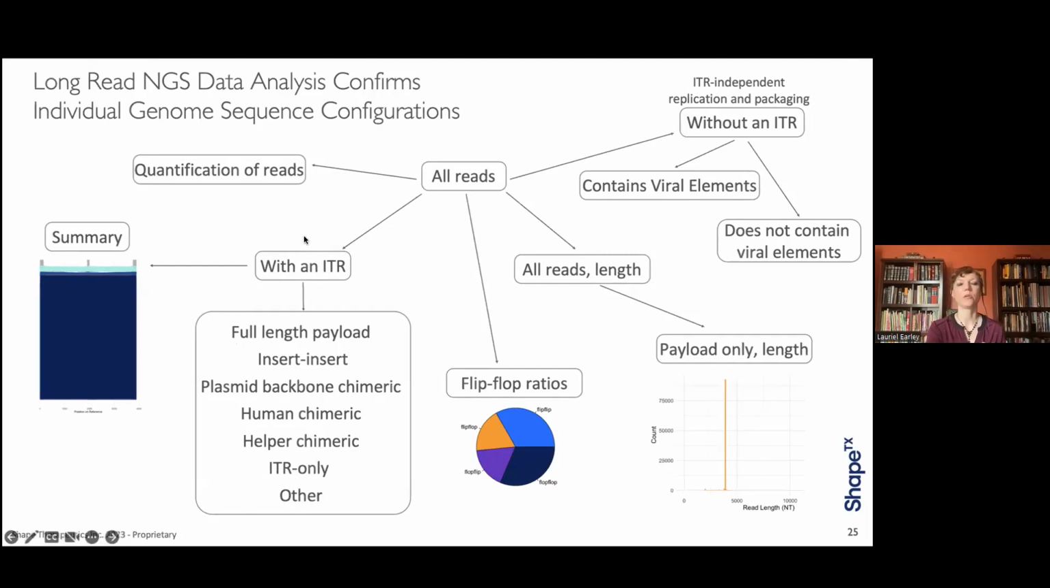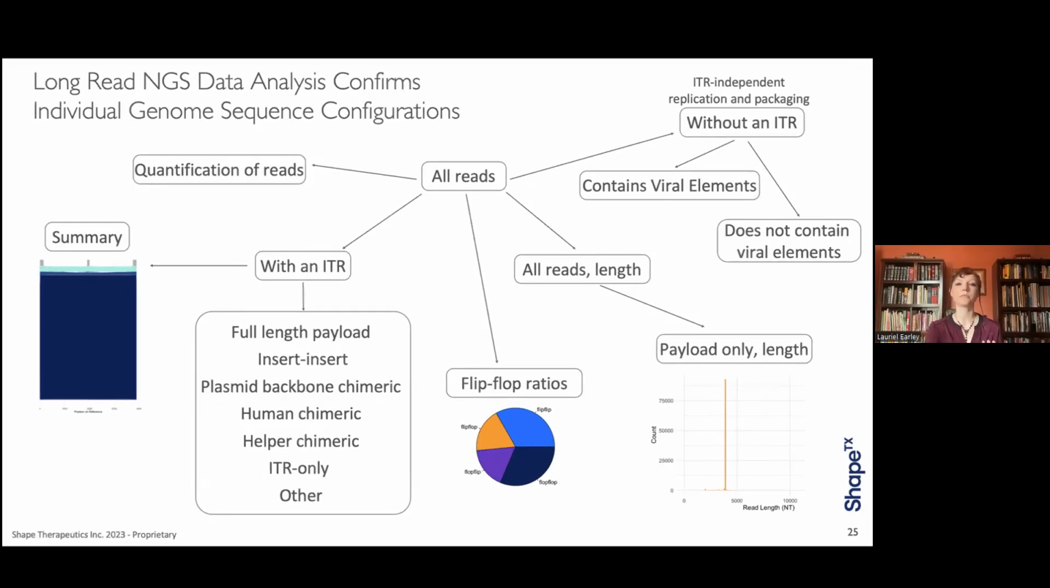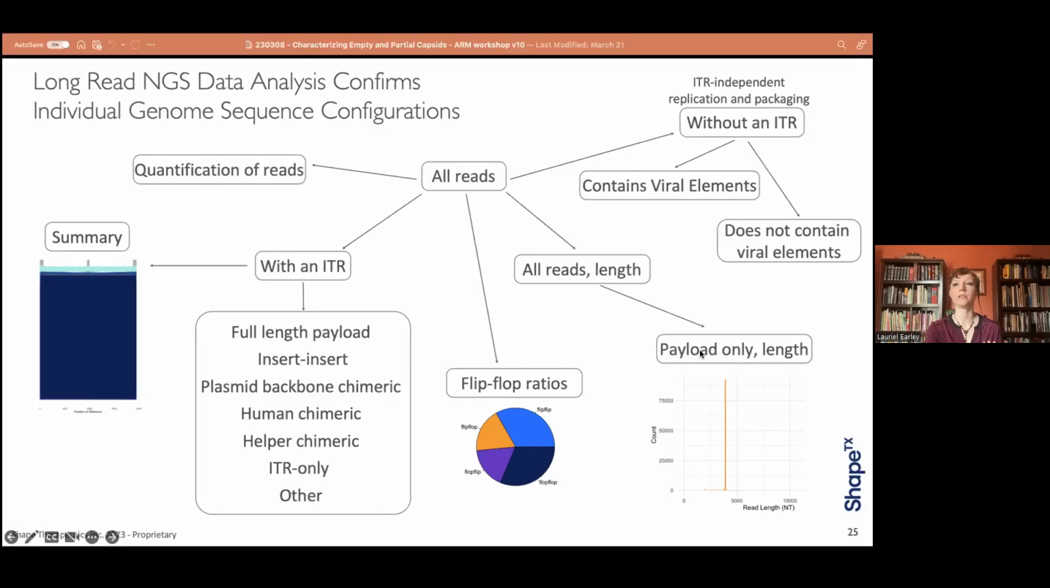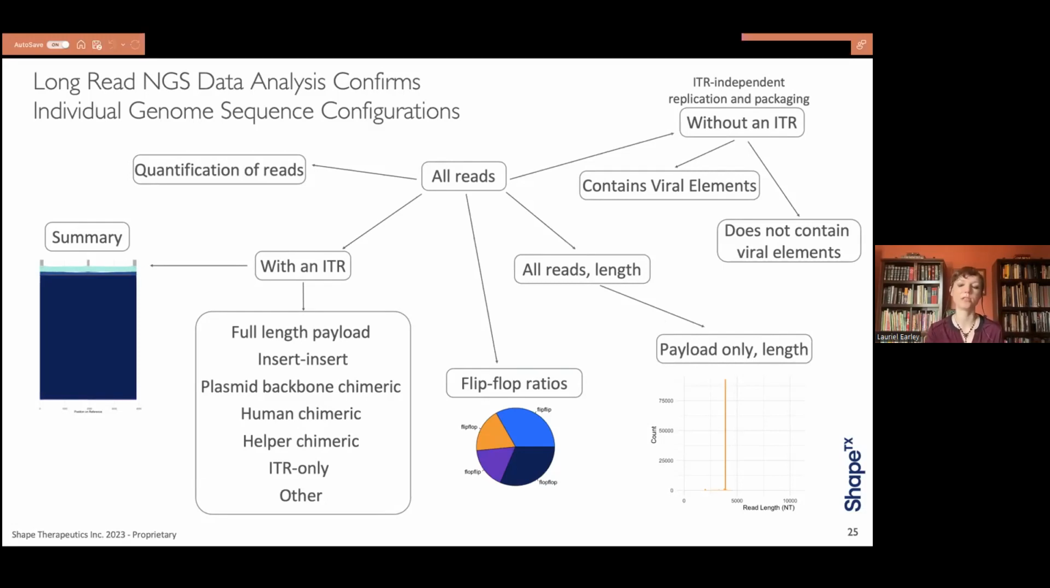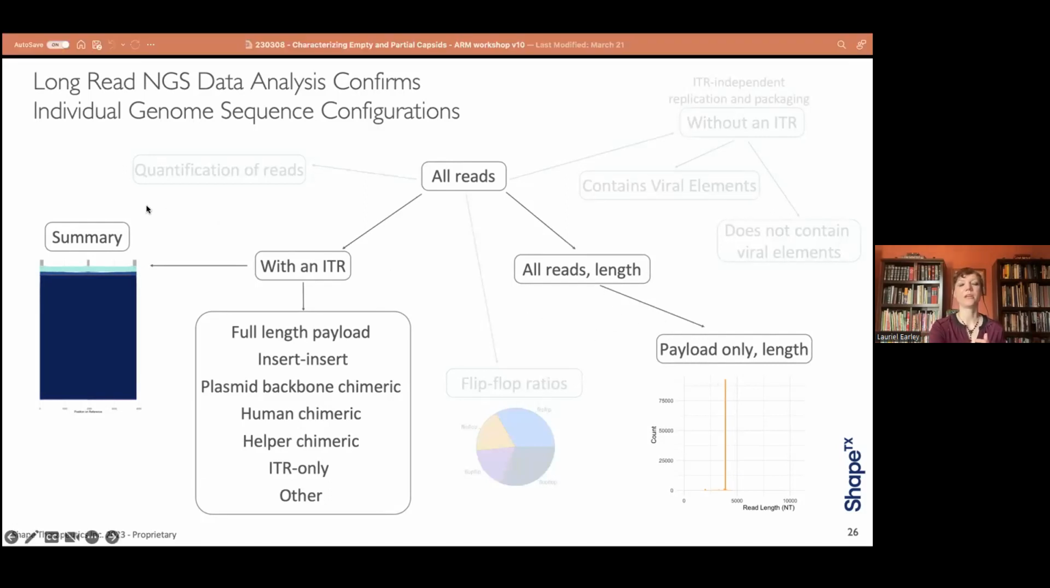We also can look at quantification of reads, although again, these would have to be normalized to be truly quantitative. We can look at all reads and all lengths. And then our flip-flop ratios give insight into whether AAV is replicating efficiently. I won't go into flip-flop ratios, but this is a way to verify that your hairpin replication is happening as anticipated. Today, I'm going to talk about just these aspects of the pipeline, which are our read lengths, and then our summary plot with our various categories of chimeric and full-length genomes.